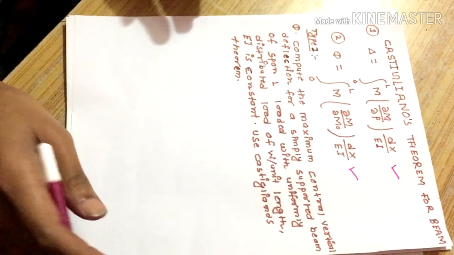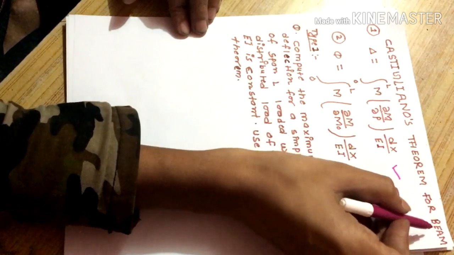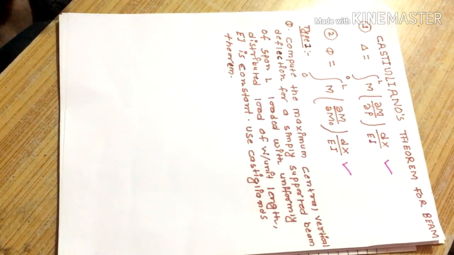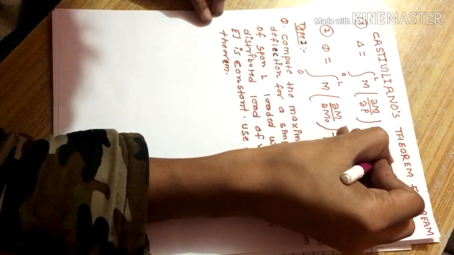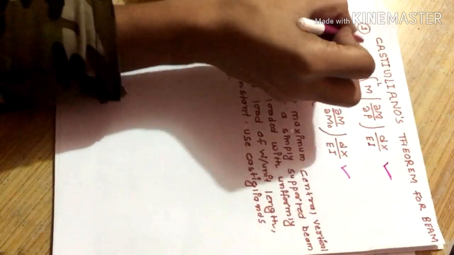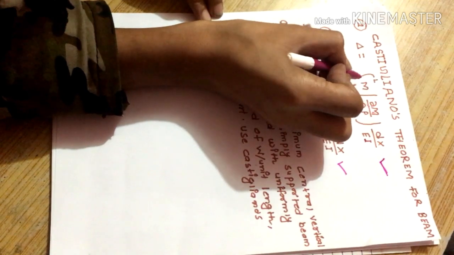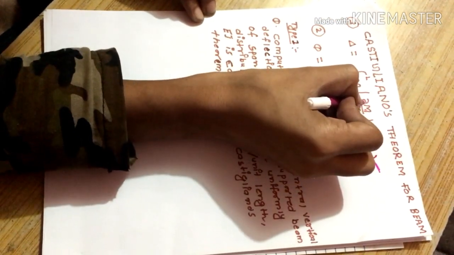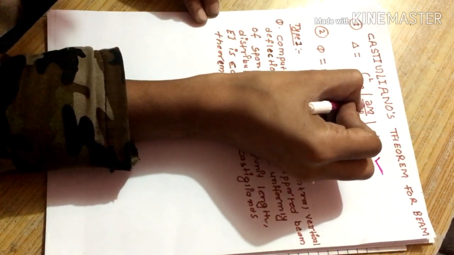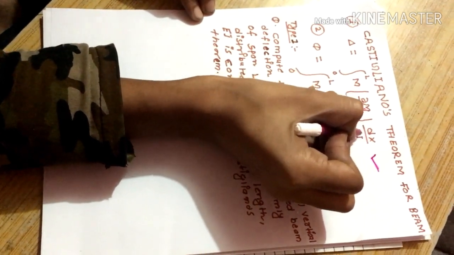Today we will discuss Castigliano's theorem for beams. To calculate the deflection in a beam at any point, we use this formula. That is, deflection is the integration of M times the partial derivative of the bending moment with respect to P, dx by EI.